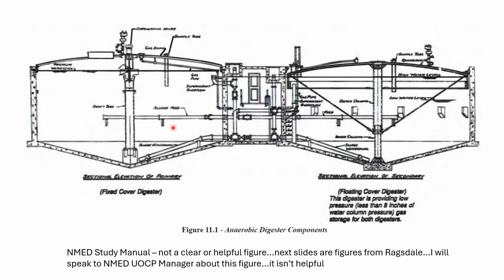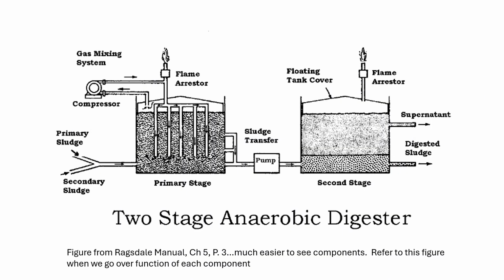But this is a fixed cover digester, and this is a floating cover. This is a primary digester, the fixed cover, and the floating digester, that's the secondary digester. And we'll take a look at a little better diagram. Here you go. To me, it's not as technically savvy. It's more of a cartoonish drawing than the previous schematic, but it's easier to read. So refer to this if you want to print it out, or if you want to open up the Ragsdale manual, get to that chapter when we start talking components, please do so.